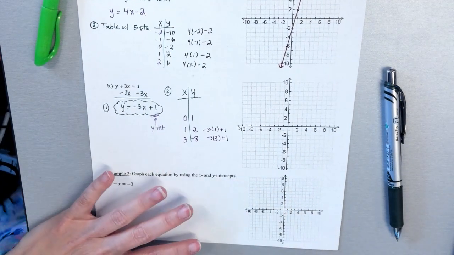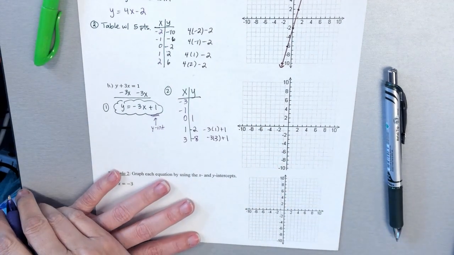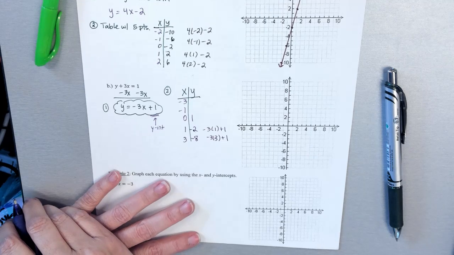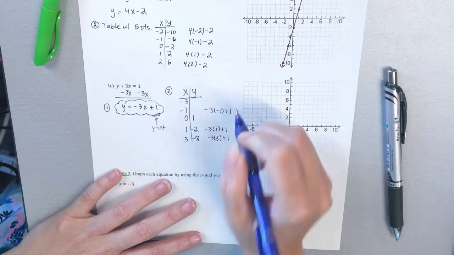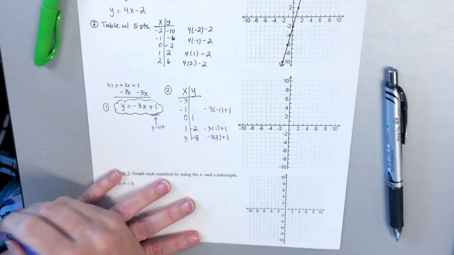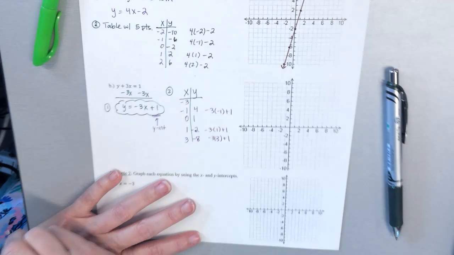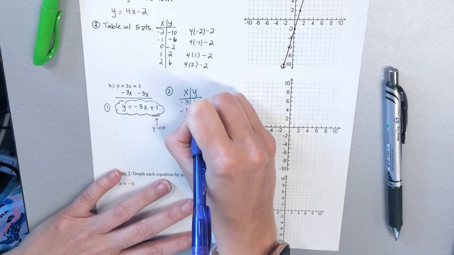And it doesn't matter to me what your x values are as long as you have 5 of them in your graph. You just need 5 points in your table. Okay, and remember when you plug in a negative, when you're multiplying, what happens when you do a negative times a negative? It becomes a positive. So 3 plus 1 is going to be 4. Okay, -3 times -3 is 9. 9 plus 1 is 10.